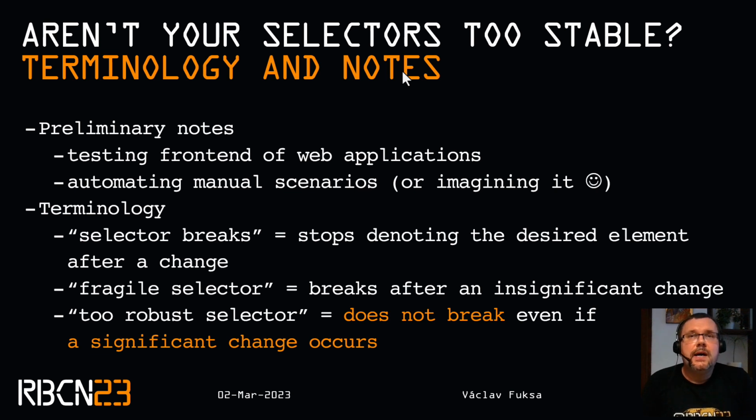Now, what I mean by a fragile selector. This is a selector which breaks after an insignificant change. And finally, we are coming to the term in the title of my talk, a too robust selector. This is the exact opposite of a fragile selector. This is a selector which doesn't break even after a significant change.